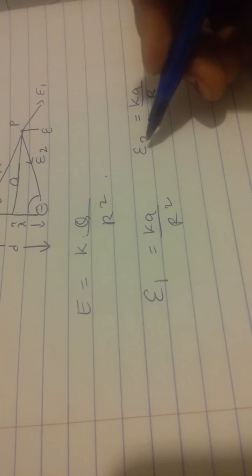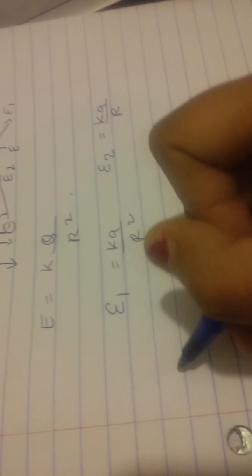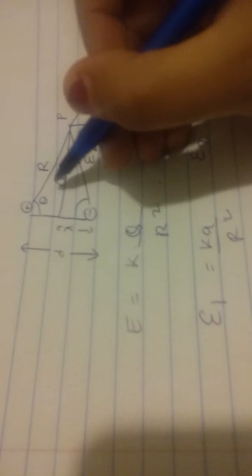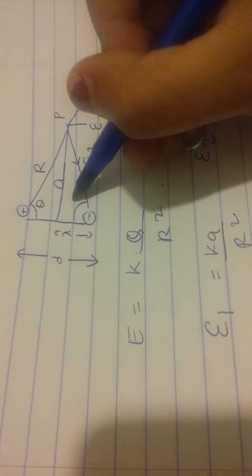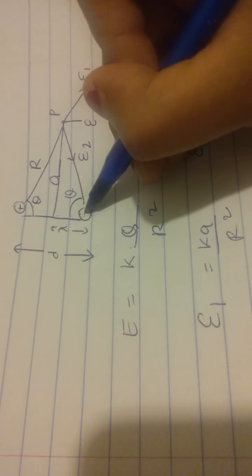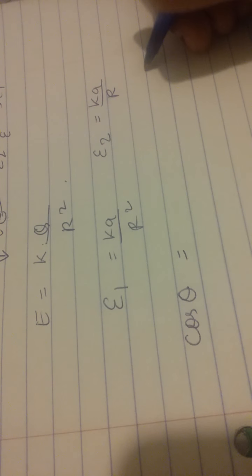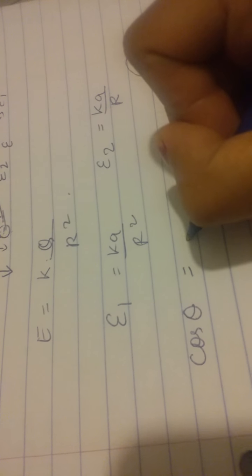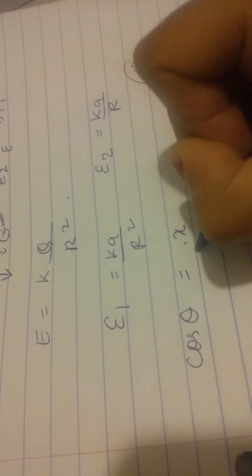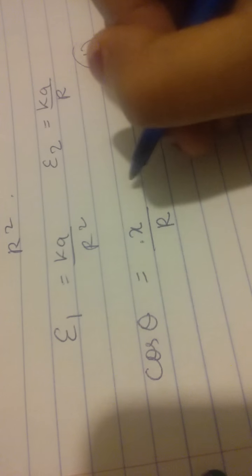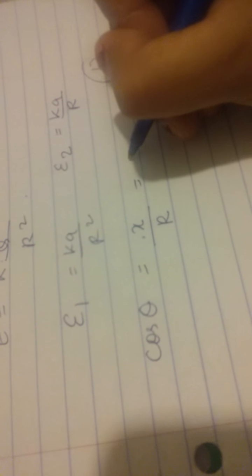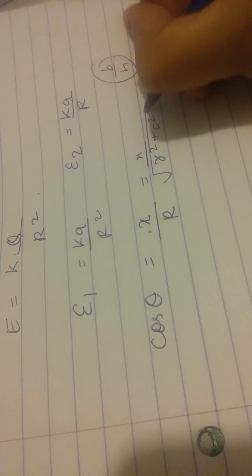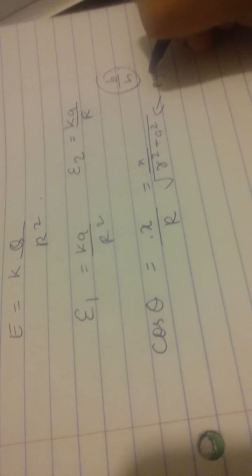Now since we are going to involve the x components, we need to find out what our cos of our angle theta is going to be. Since this is equal to theta, this is also going to be equal to theta. Using base divided by hypotenuse, we get cos theta is equal to x by r, which is going to be x over the square root of small r square plus a square. This is using the Pythagoras theorem.